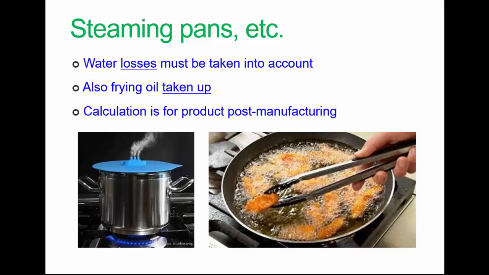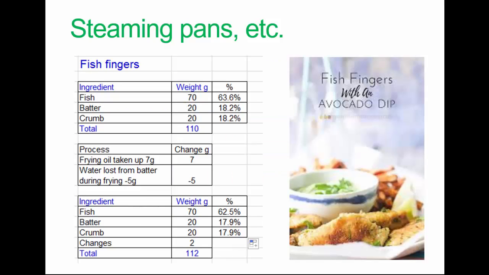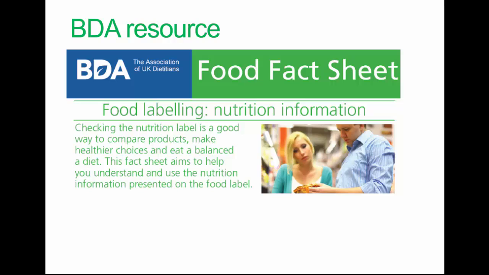Cooking changes the composition of food, with water losses and fat intake being 2 of the most important factors. Here are just some example calculations for fish fingers before and after cooking. Obviously, grilling rather than frying would prevent fat uptake here, but there would still be water loss, of course. Again, some more background reading on food labelling. There's lots of good stuff out there.